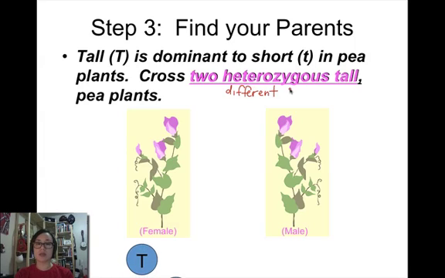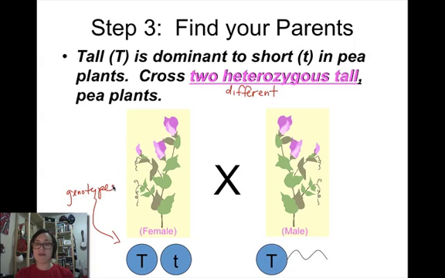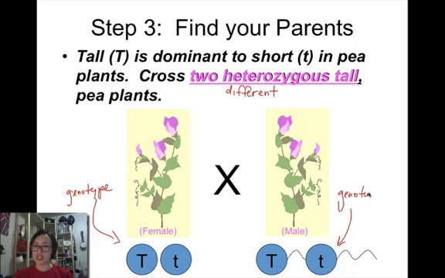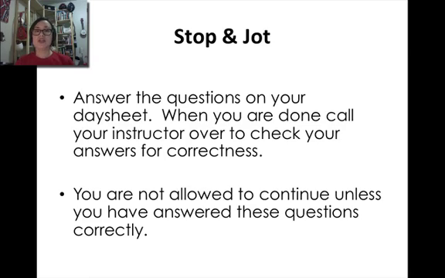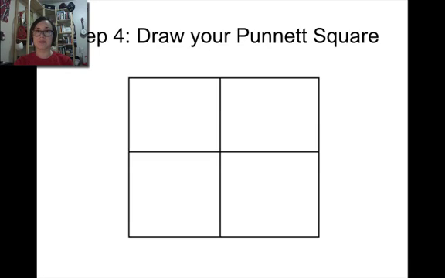So let's go ahead and see what our female plant's genotype is going to be. So here we go. We have a big T, little t. So this is my genotype. It's my genes. And then for my male, I'm going to have a big T and also have a little t. And again, just so we don't get confused, this is still our genotype. Here's your next stop and jot. Go ahead and pause the video, and when you think you have the right answer to the question on your day sheet, call your instructor over to check it for correctness.